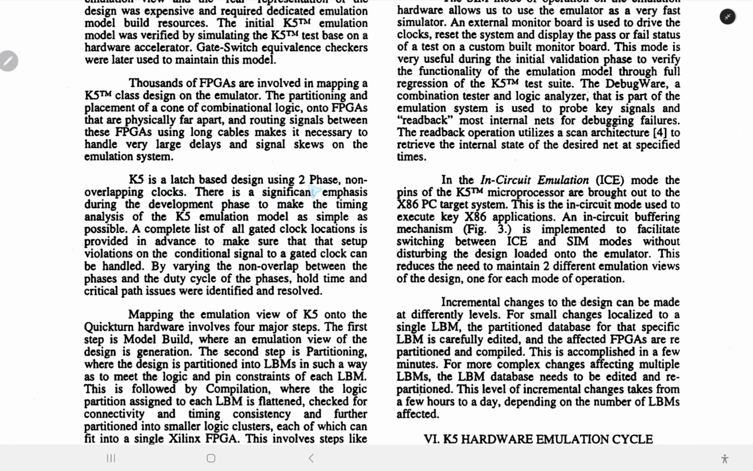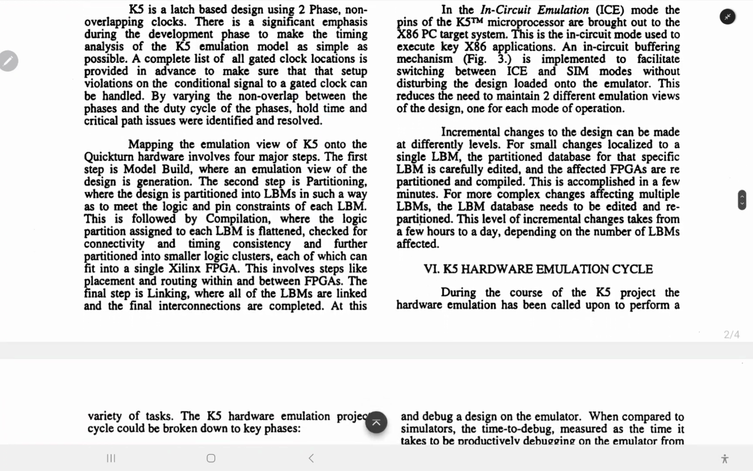There is significant emphasis during the development phase to make the timing analysis of the K5 emulation model as simple as possible. A complete list of all gated clock locations is provided in advance to make sure that the setup violation on the conditional signal to a gated clock can be handled. By varying the non-overlapping between the phases and the duty cycle of the phases, hold time and critical path issues were identified and resolved.